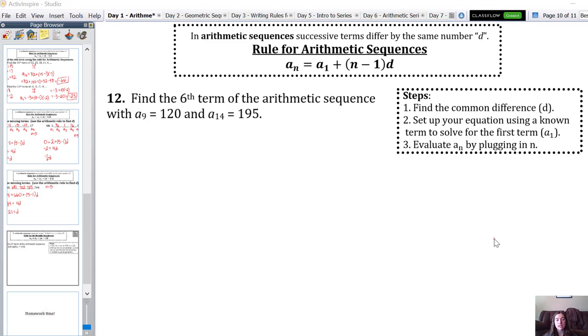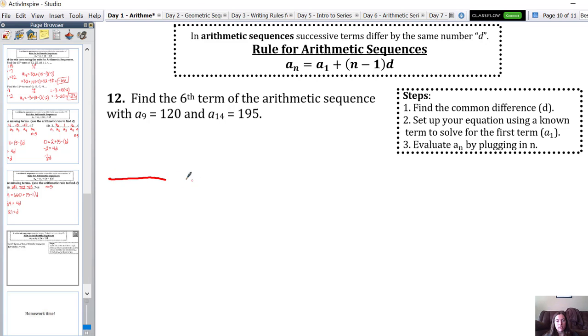Now we need to find the sixth term of the arithmetic sequence, but we know a sub 9 and a sub 14. We don't know a sub 1. So what I'm going to do first is write out a bunch of blanks that I can fill in. I need to get up to a sub 6, a sub 9, and a sub 14.